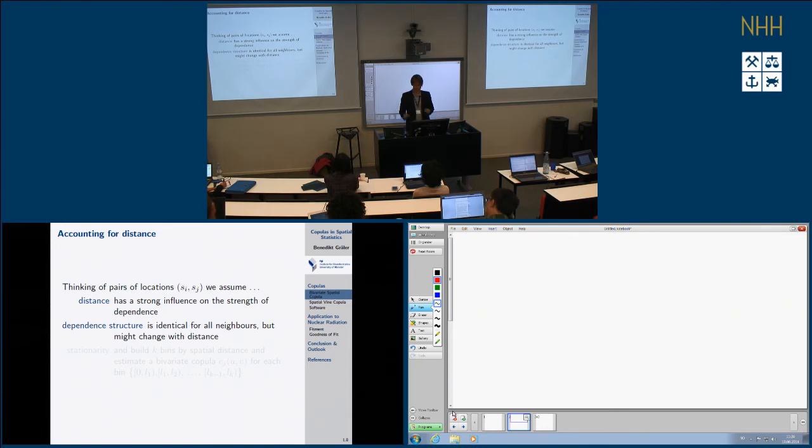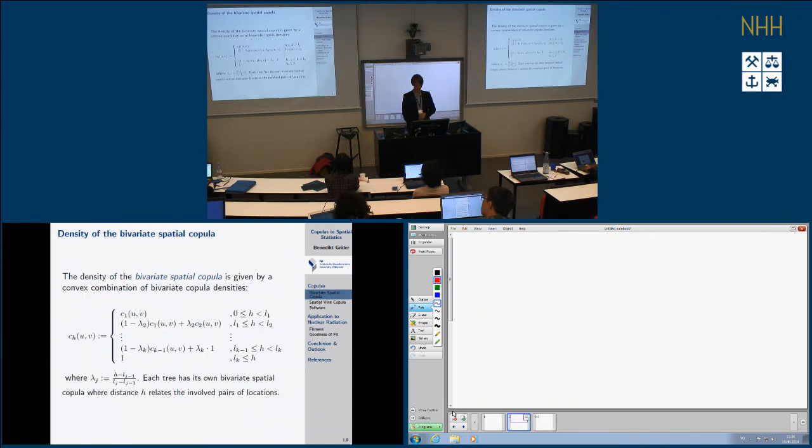That's the isotropy assumption from the earlier slides. And we assume stationarity again, so it doesn't matter which part of my study region I am in. I can take the binning, just as we bin the data for the variogram over space and over time, and based on this binning, I can start to estimate copulas for it.